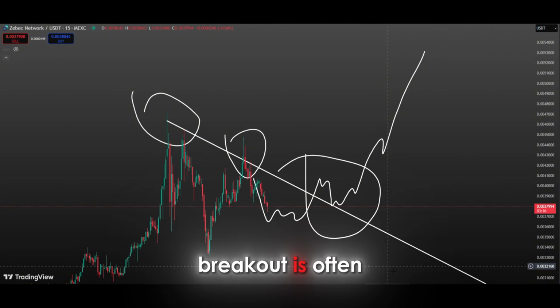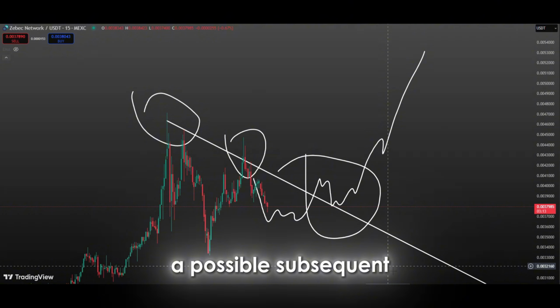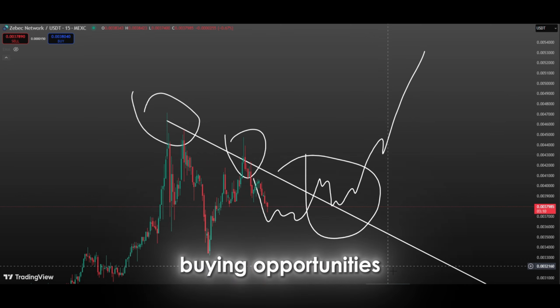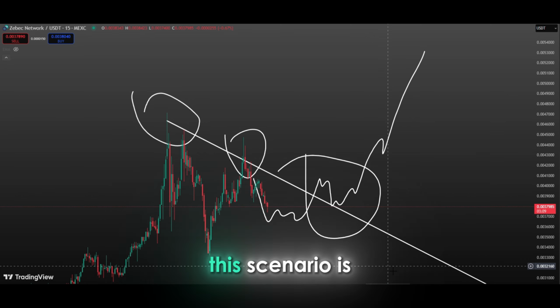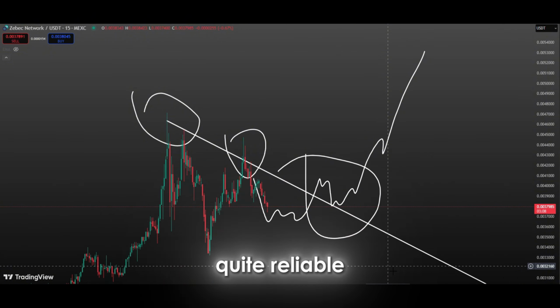Such a strong breakout increases the potential for the price to then move to new highs. A possible subsequent pullback is considered a retest, during which the price returns to the level it broke and takes support from there, leading to new buying opportunities. This scenario is a bullish structure that is often encountered in technical analysis and is considered quite reliable.